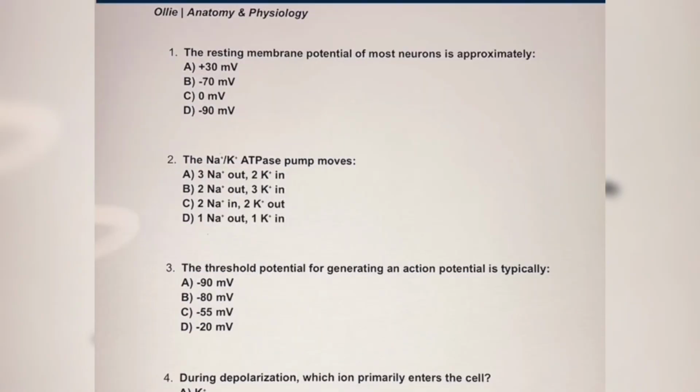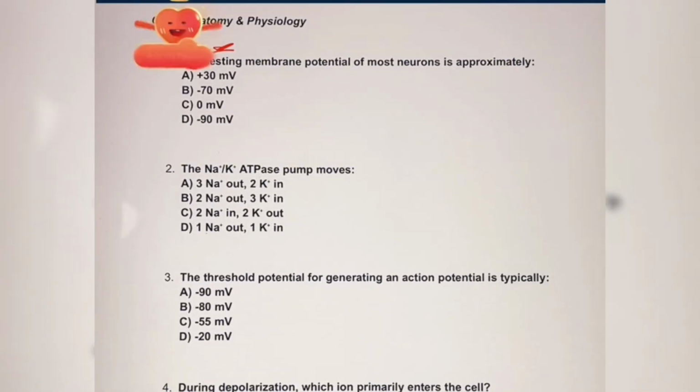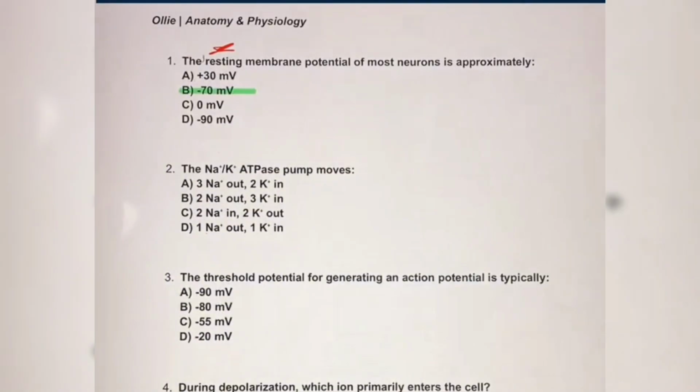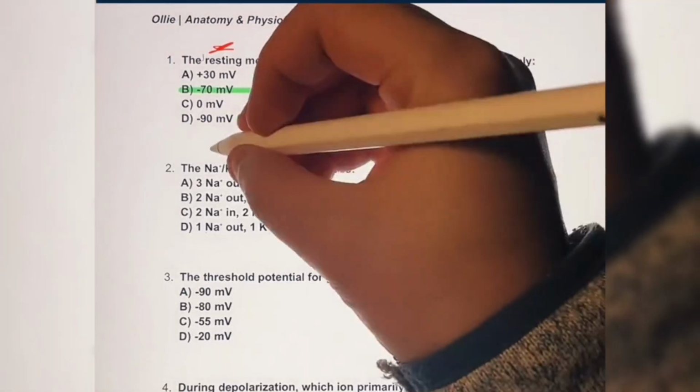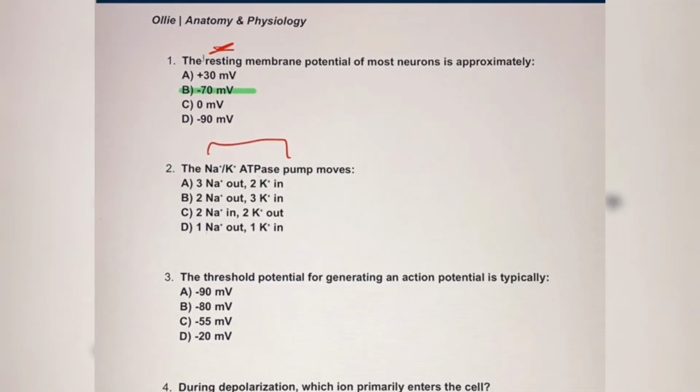Number one, the resting membrane potential. Remember, resting membrane potential of most neurons is approximately what? A, B, C, or D? But number one, the answer is B, and then we'll talk about why. Neurons at rest have a negative potential inside of the cell membrane relative to the outside. This is actually due to the next question here, the sodium-potassium ATPase pump.